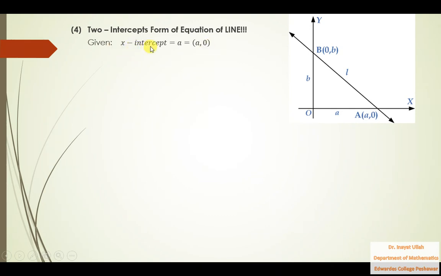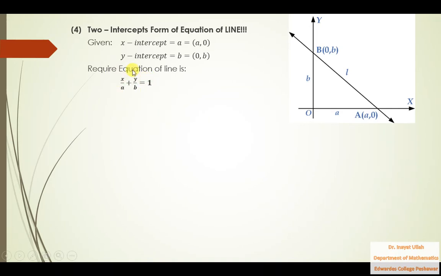So you'll be given the x-intercept. The x-intercept is this distance a, and this a can be written in the form of ordered pair (a, 0). Similarly, when the y-intercept b is given to you, this distance b can be written in the form of ordered pair (0, b). So whenever these two intercepts are given to you and you are asked to find the equation of the line, the required equation will be obtained by using this formula: x by x-intercept a, plus y by y-intercept b, is equal to 1. x/a + y/b = 1. Right-hand side is 1.